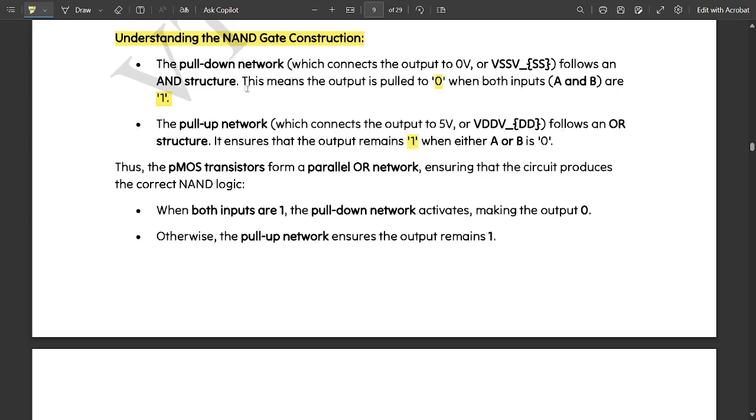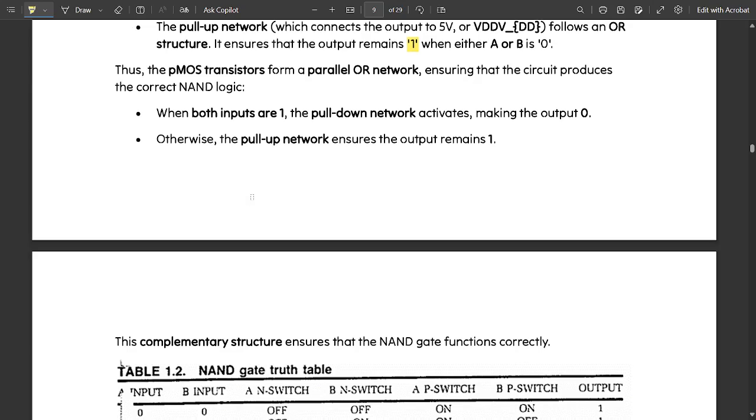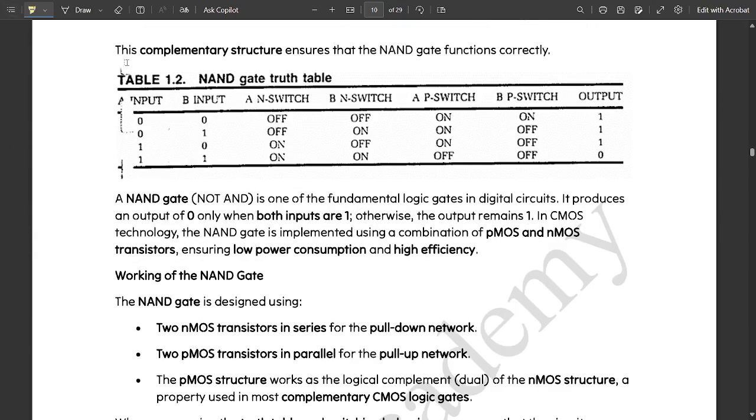So this is the basic layout of how the transistors are used in the pull up and pull down networks, and how the circuit is drawn. Thus the PMOS transistors form a parallel OR network, ensuring that the circuit produces the correct NAND logic. When both inputs are 1, the pull down network activates, making the output 0 according to the NAND operation. Otherwise, the pull up network ensures the output remains 1. So this is the table here. This complementary structure ensures that the NAND gate functions correctly. This is the NAND gate truth table mentioned here. Go through it.